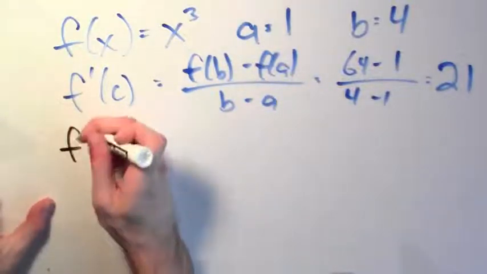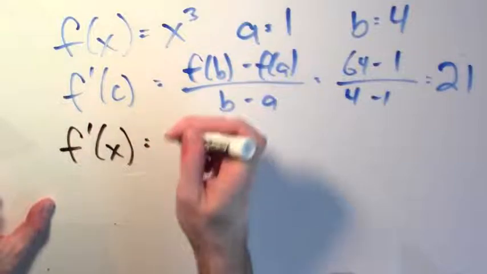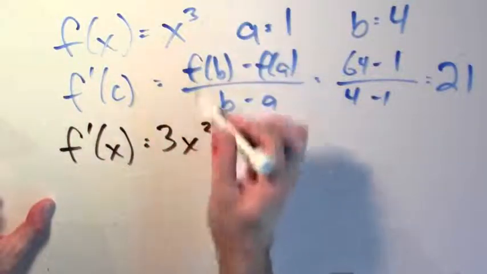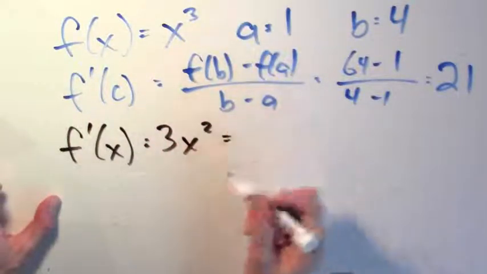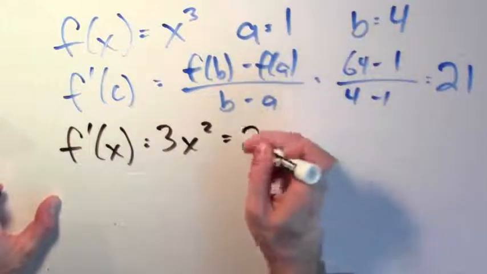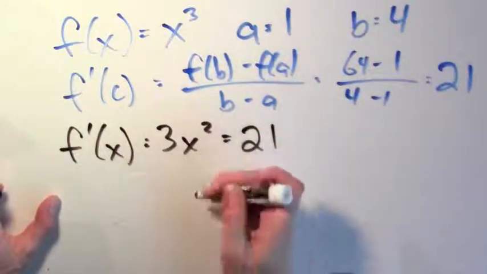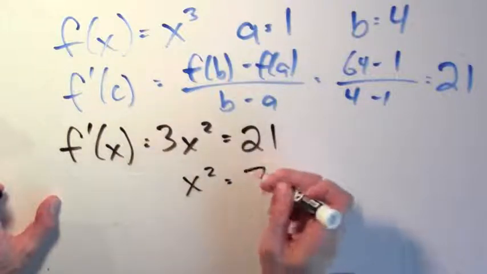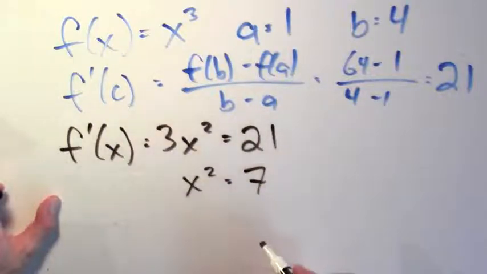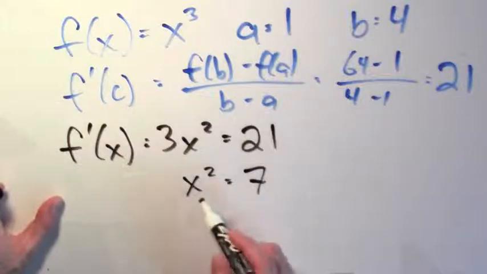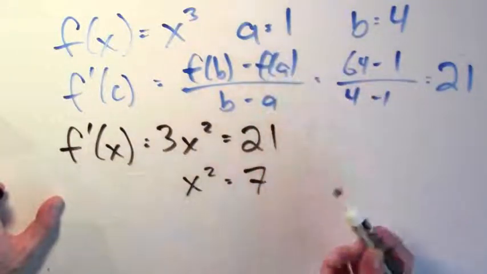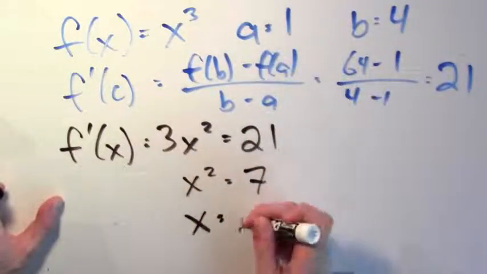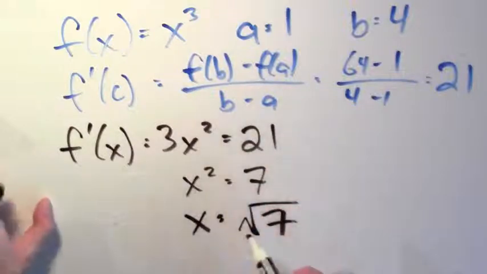So here we go. I'll differentiate this function and I get that the derivative of x cubed is 3x squared, and I'm looking for which value of x is that equal to 21. Well, I'll divide both sides by 3. I'm looking for a value of x where x squared is 7. And my x should be between a and b, right? So in that case, x is the positive square root of 7.